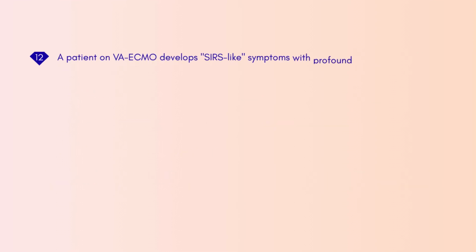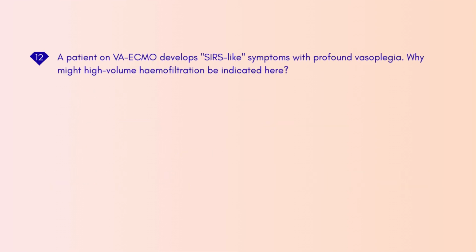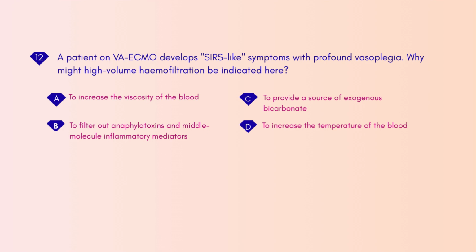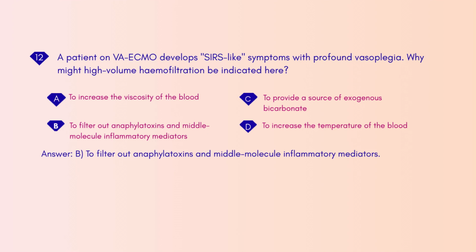A patient on VA-ECMO develops SIRS-like symptoms with profound vasoplegia. Why might high-volume hemofiltration be indicated here? A. To increase the viscosity of the blood. B. To filter out anaphylatoxins and middle-molecule inflammatory mediators. C. To provide a source of exogenous bicarbonate. D. To increase the temperature of the blood. Answer: B. To filter out anaphylatoxins and middle-molecule inflammatory mediators.